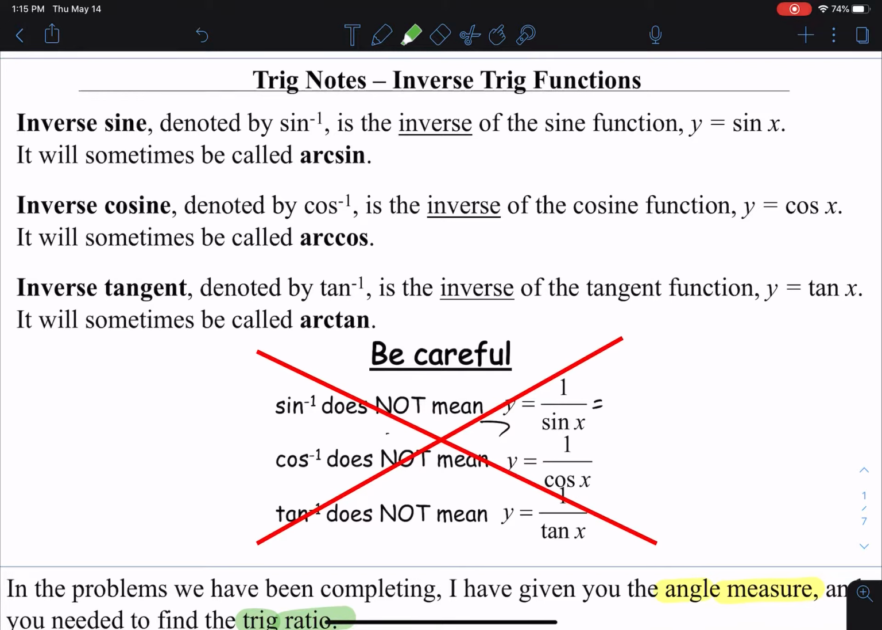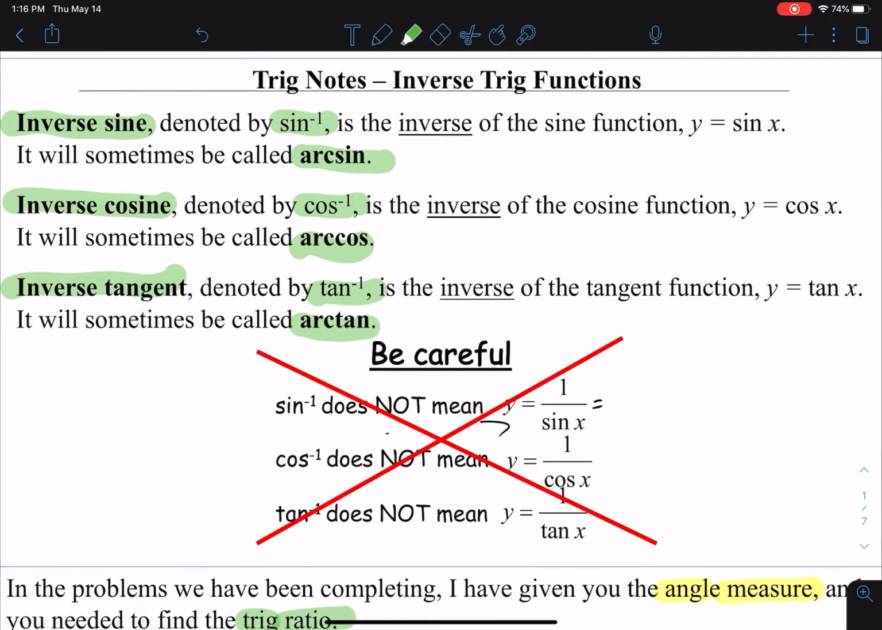Okay, so a little bit of vocabulary. Inverse sine. Sometimes they'll say inverse sine, sometimes they'll say arc sine, sometimes they'll give you this symbol. They all mean the same thing. Inverse cosine, arc cosine, that symbol there with a little -1 power, they all mean inverse cosine. Same thing with tangent: inverse tangent, arc tangent. They all mean the same thing.